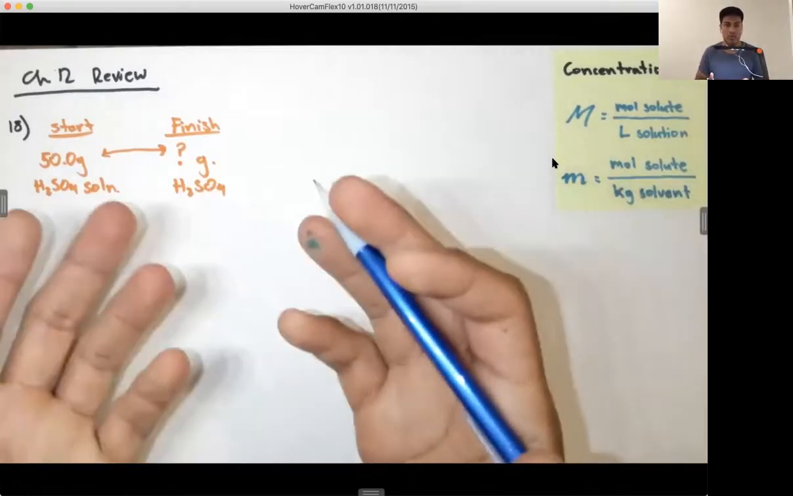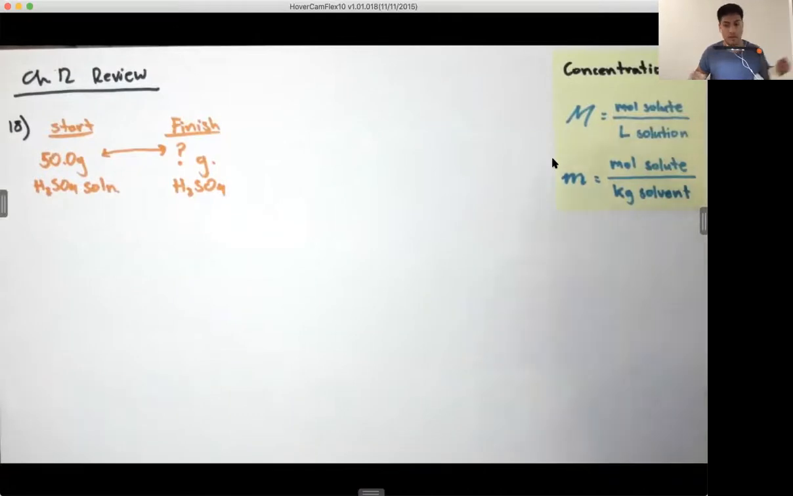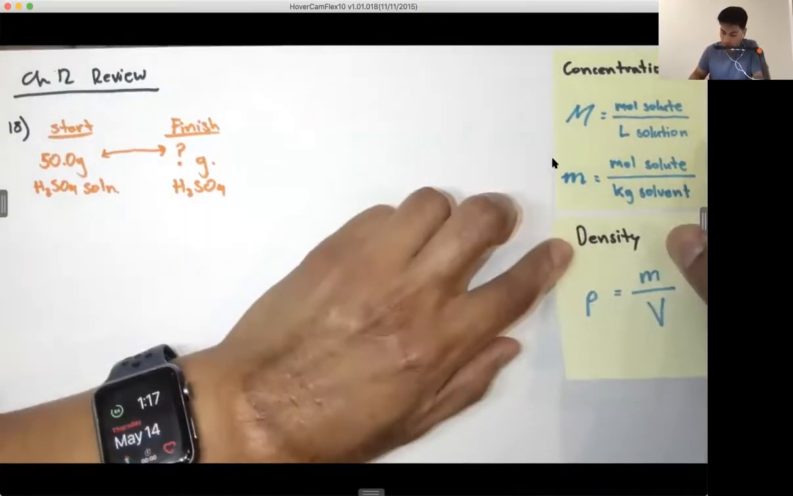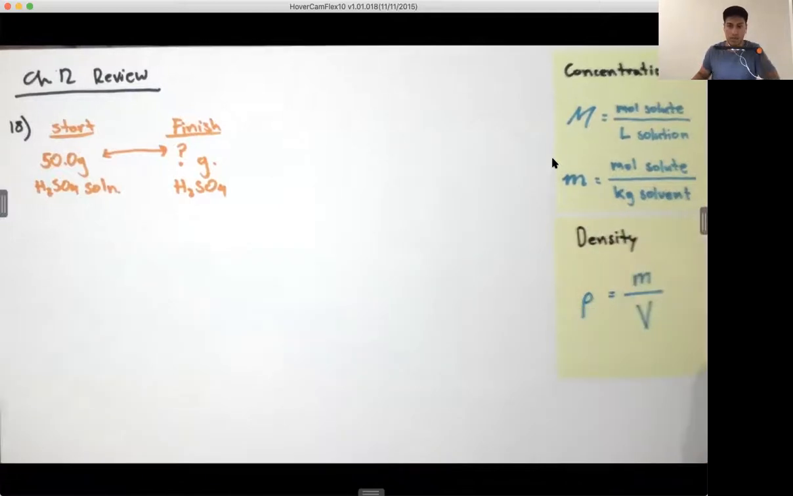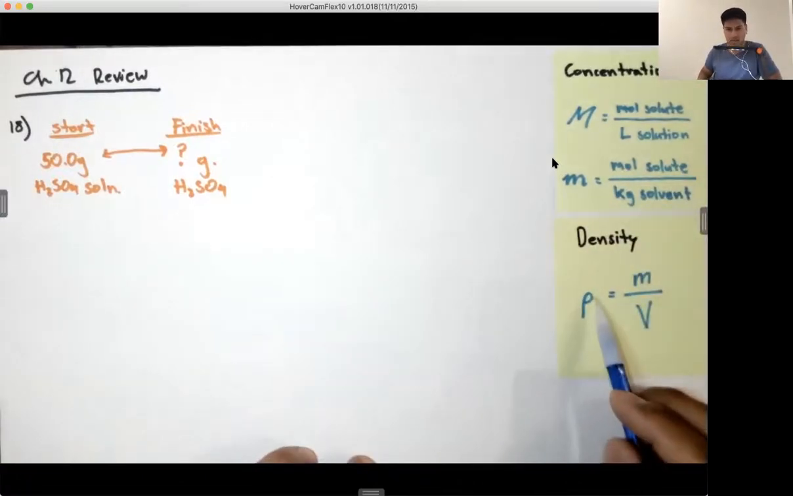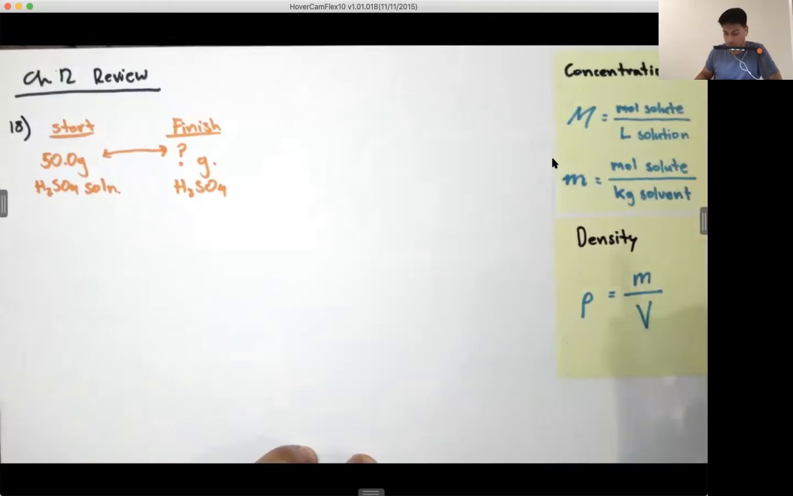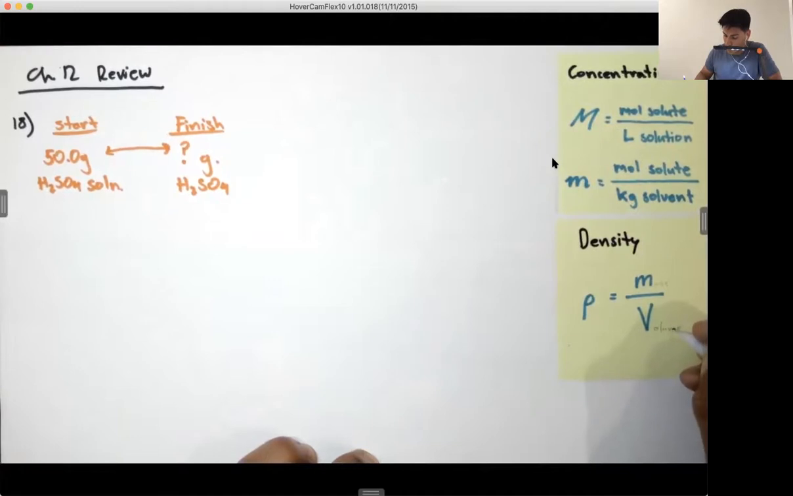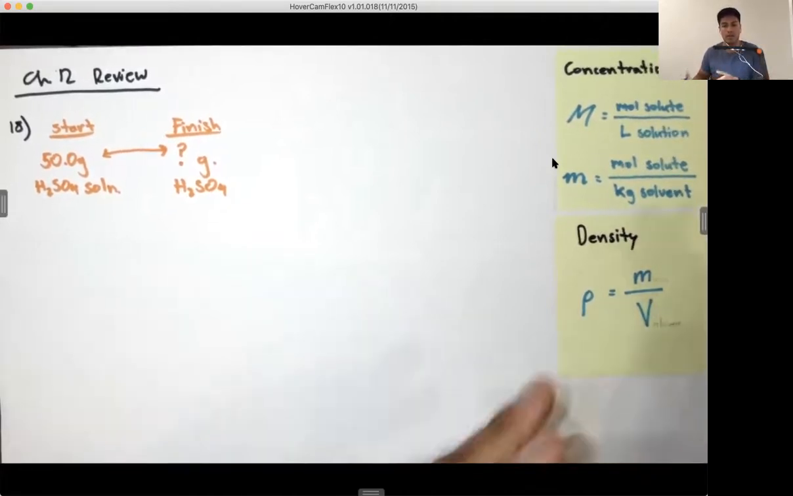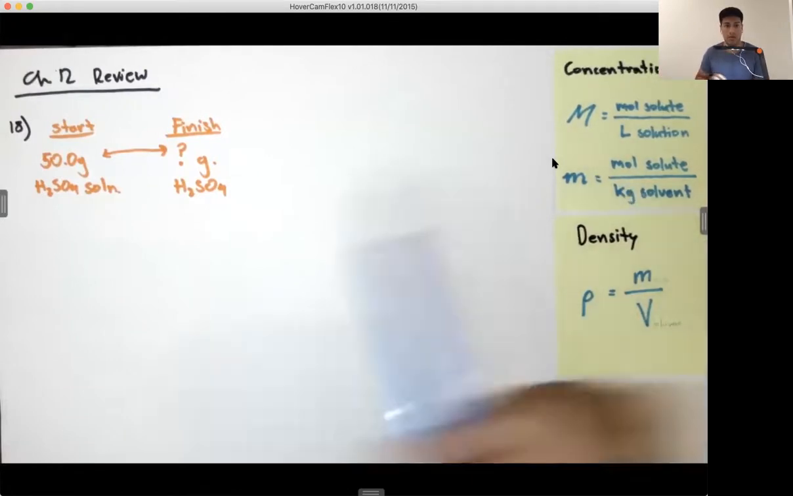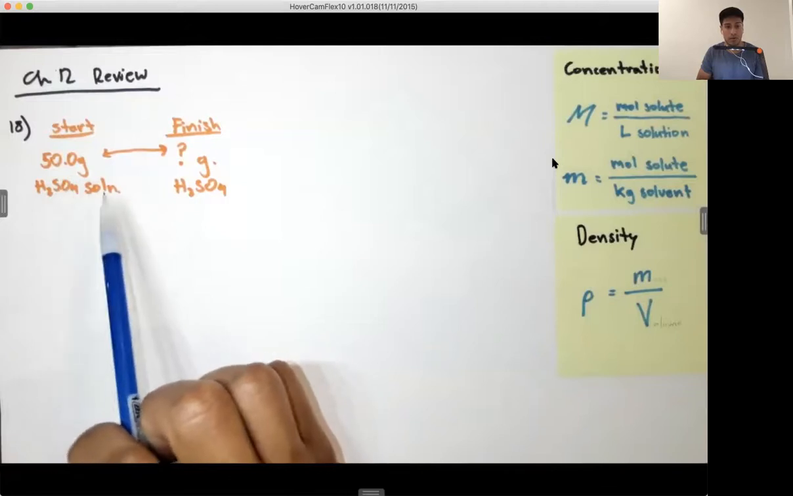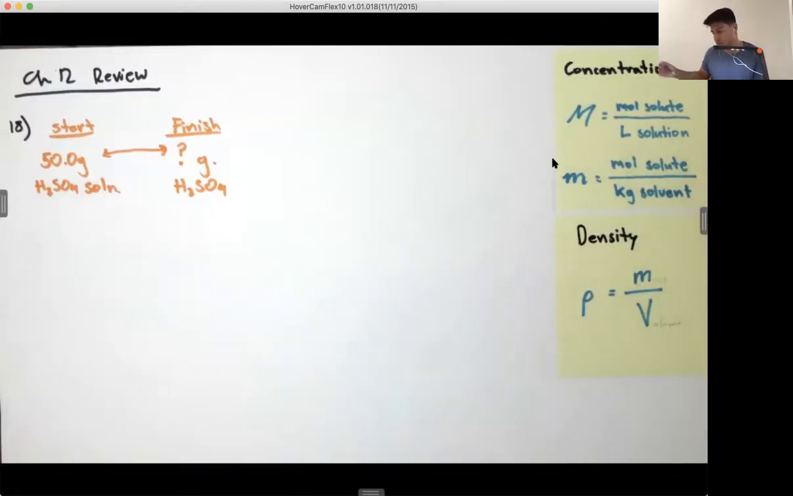There's a pretty simple way to do it, and that's by using the thing that they gave us. The other thing that they gave us in this problem was density. Density is rho equals mass over volume, and you can pretty much decide what units you're going to use. Most of the time it's grams per liter, and that's probably what we want to use, so that we can convert this 50 grams of solution to liters of solution.